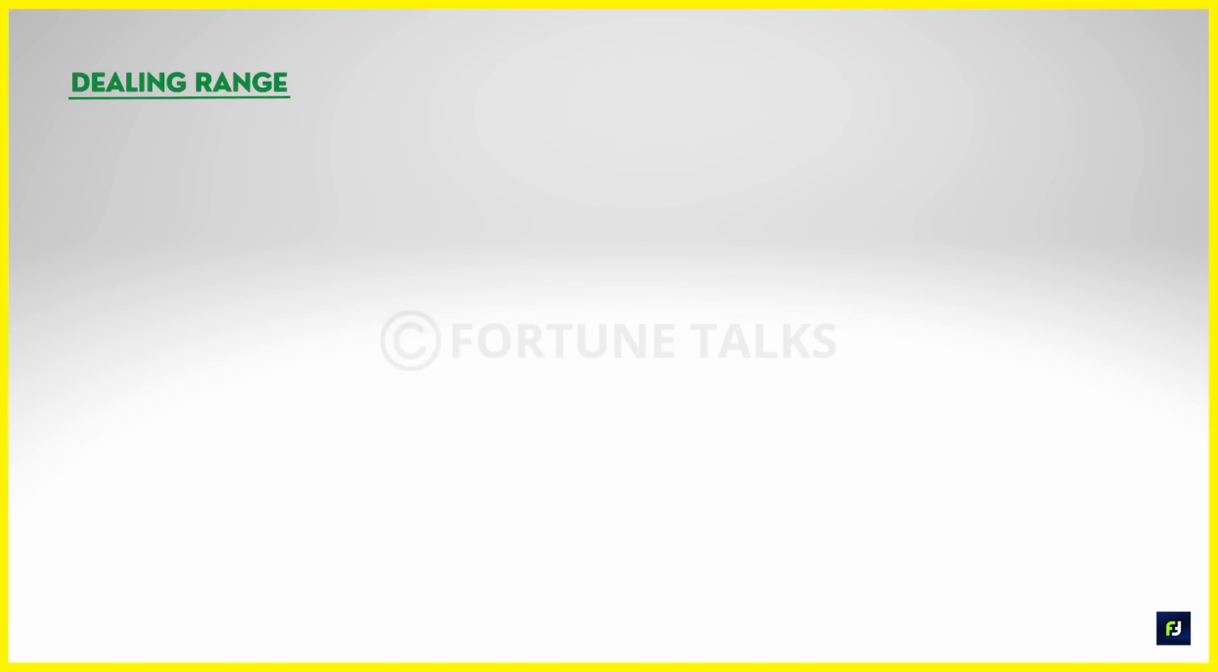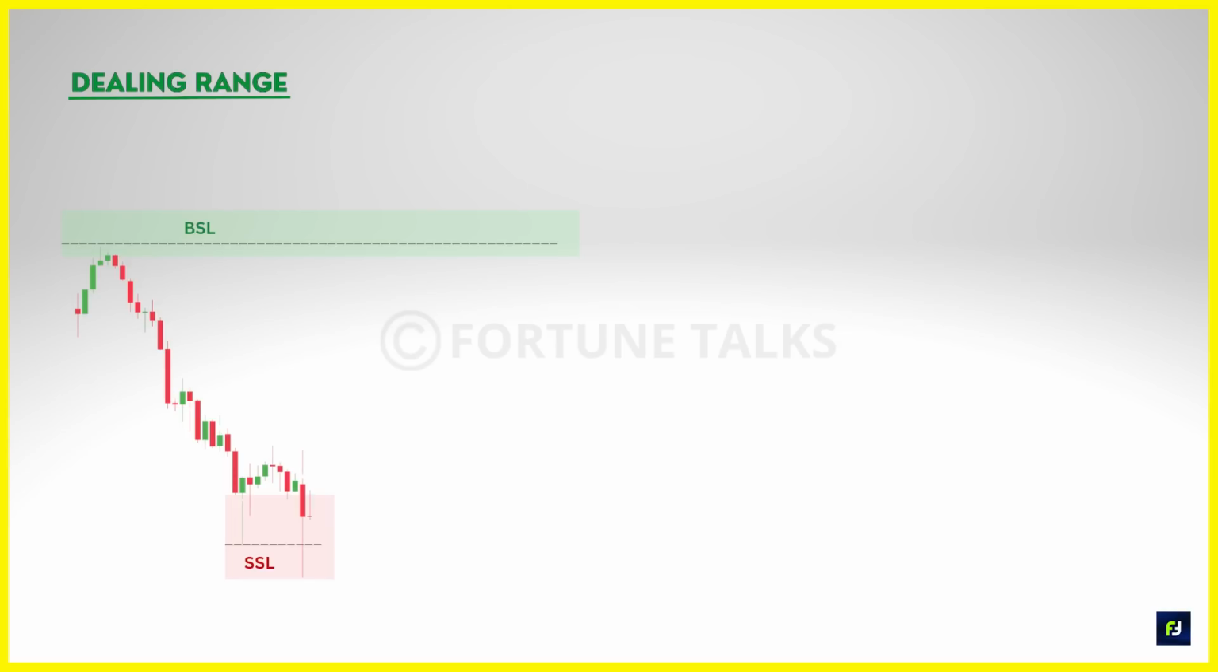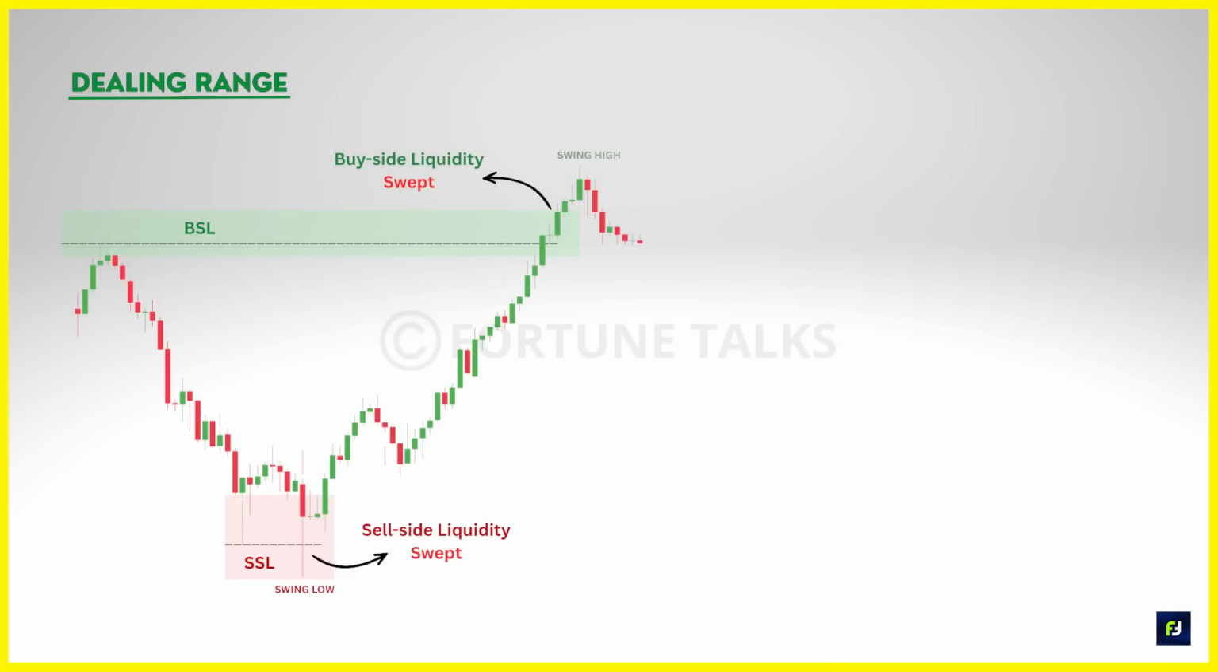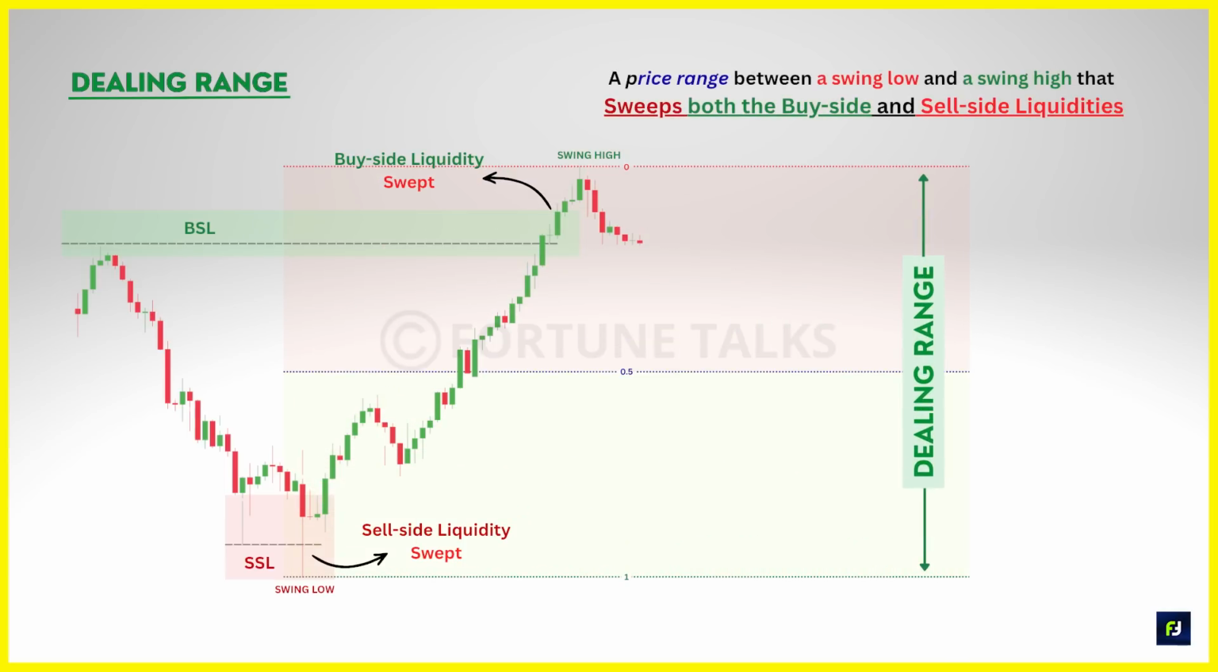Okay, let us first understand what dealing ranges are. We all know that SMC trading style focuses mostly on market structure and liquidity. Within the market structure, the dealing range is a concept where both buy-side and sell-side liquidities are taken out. A dealing range is simply a price range between a swing low and a swing high that takes out both the buy-side and sell-side liquidities. And it doesn't matter if this liquidity is a major liquidity or a minor liquidity. We will talk about this in a bit.